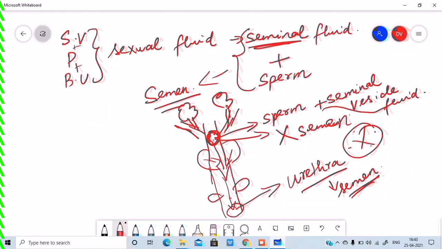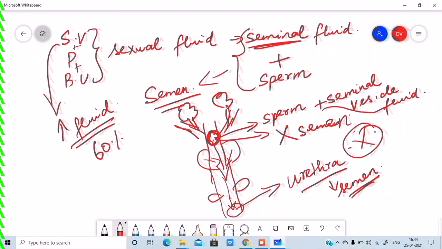Now what is the need for this sexual fluid? And guys, why is the fluid known as seminal fluid, though it has two other glands involved? Because the seminal vesicle contributes the maximum amount of fluid to semen. Around 60% is contributed by the seminal vesicle and the remaining 40% from the prostate and the bulbourethral gland.